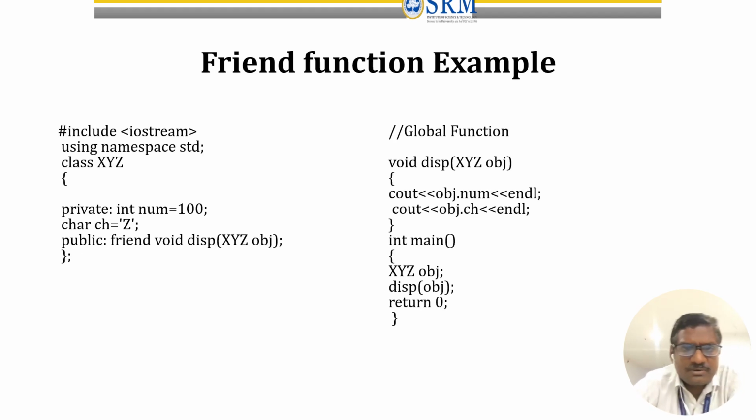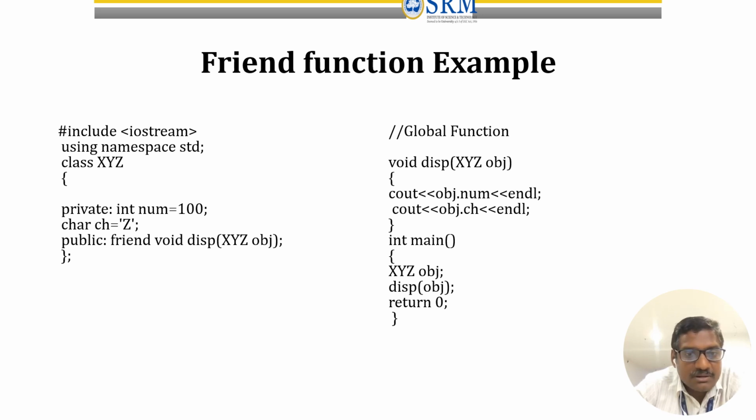So this is the example for a friend function. Here the class name is XYZ, the private member is 100, and here you could see public friend void display(XYZ object). So this void display is a non-member function. Why non-member? Because you are giving friend. Friend is a keyword. That friend function can access the private data member. As a result, it's violating the OOPS feature.